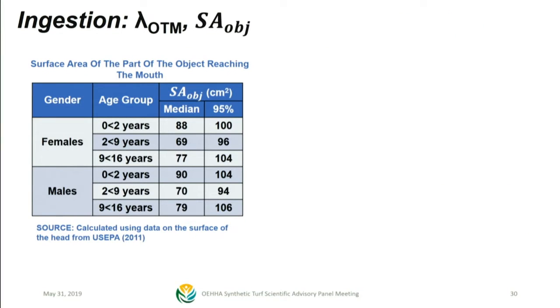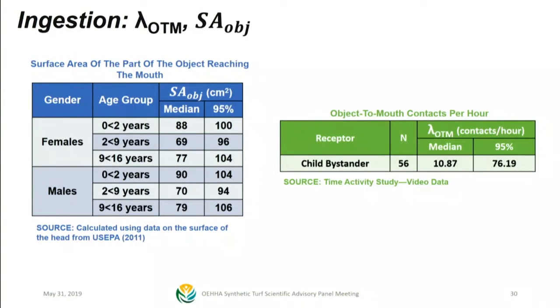So this table shows the calculated surface area of the object that would reach the mouth. These values are derived by multiplying the surface area of the head, taken from the exposure factors handbook, by 1/9. And then this table shows the object-to-mouth contacts per hour for child bystanders. No differences were found due to age or gender for the data, and athletes, coaches, referees, and adult bystanders are expected to have negligible exposure through this pathway, which is why they're not included here in the table.